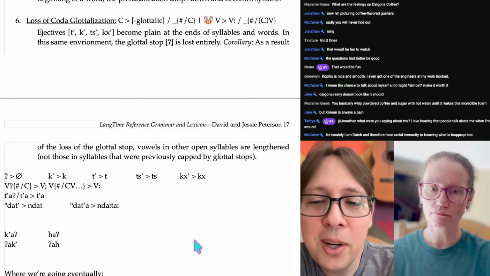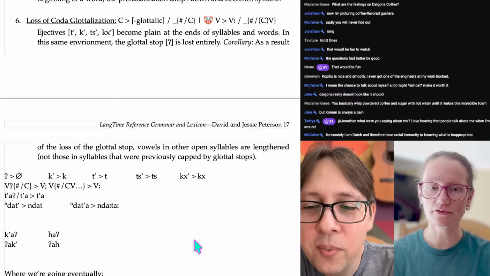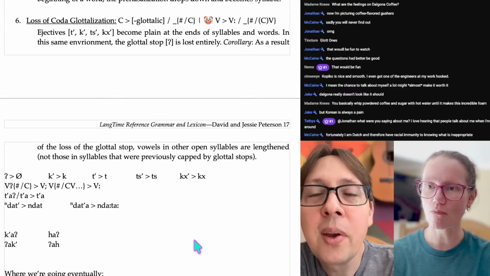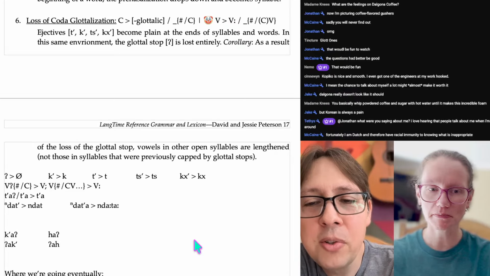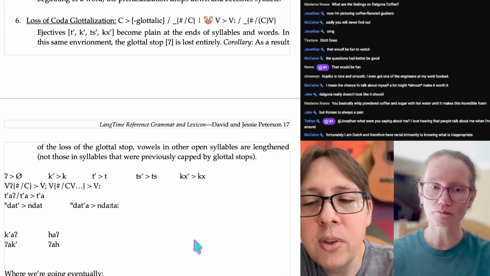Matisse is coming out firing. I'm missing it as I work, so you'll have to summarize it. Here you go. This takes a lot of concentration from me. I understand. Here we go. Matisse: Fortunately, I am Dutch and therefore have racial immunity to knowing what is inappropriate.